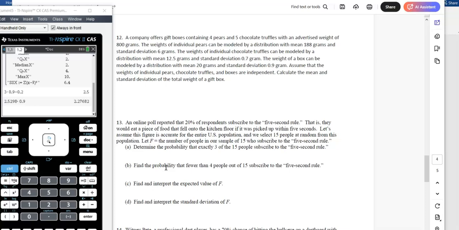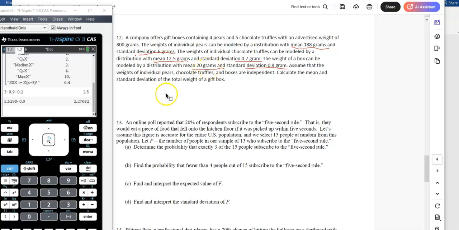Company offers gift boxes containing 4 pears and 5 chocolate truffles with an advertised weight of 800 grams. The weights of individual pears can be modeled by a distribution with a mean of 188 and standard deviation of 6. The weights of individual chocolate truffles can be modeled by a distribution with a mean of 12.5 and standard deviation of 0.7 grams. The weight of a box has a mean of 20 grams and standard deviation 0.9. Assuming that the weights of the individual pears, chocolate truffles, and boxes are independent, calculate the mean and the standard deviation of the total weight of a gift box.